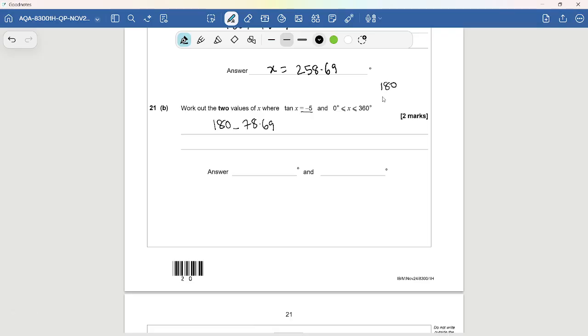So 180 minus 78.69. This is 10. 10 take away 9 is 1. 9 take away 6 is 3. 9 take away 8 is 1. 0, 1. So one of the values of x is 101.31 degrees. You have to find the other value.